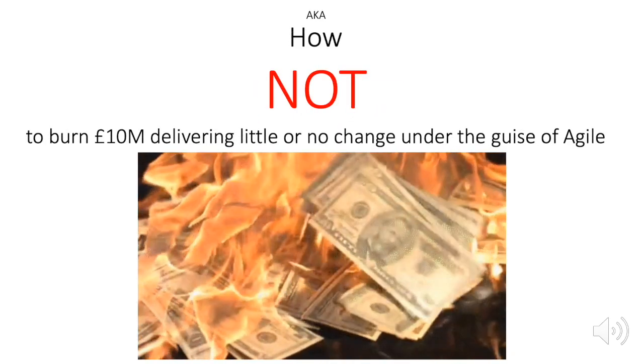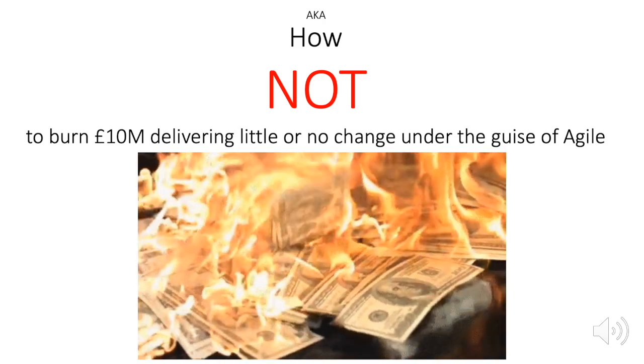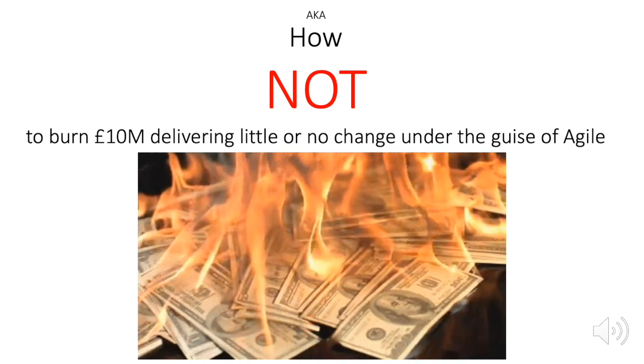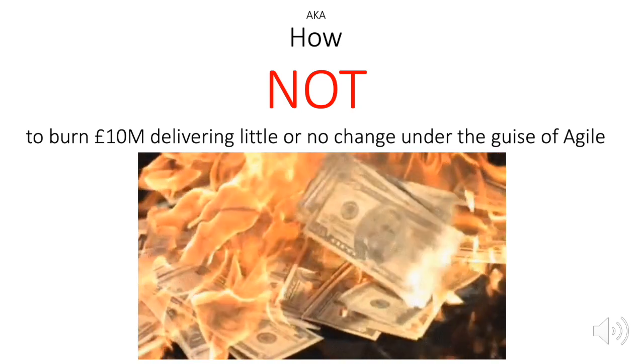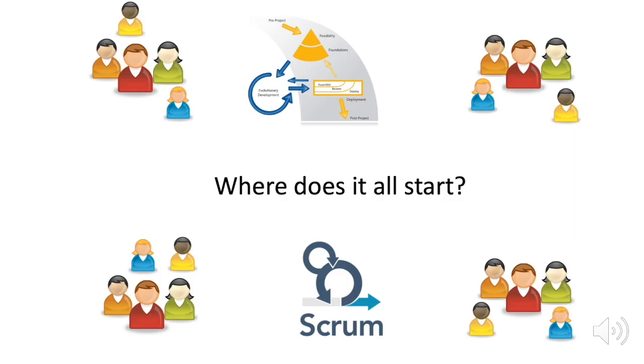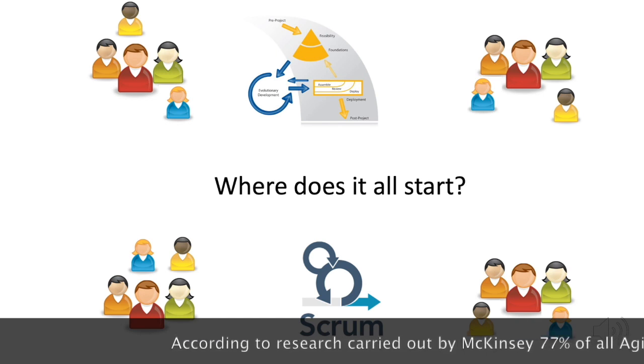So I've also called this presentation How Not to Burn £10 million Delivering Little or No Change Under the Guise of Agile. Because there is some research out there that says a huge amount of change projects fail. And Agile transformation is no different. And in fact, in many cases, Agile transformation results are even worse than traditional change. But anyway, now's not the time or place to talk about that. What's important for you, though, is what's happening in your organisation.